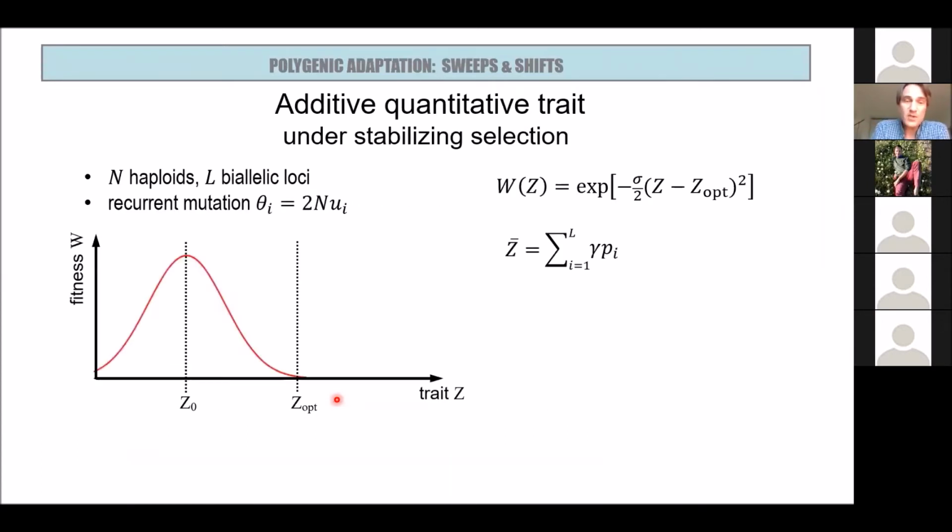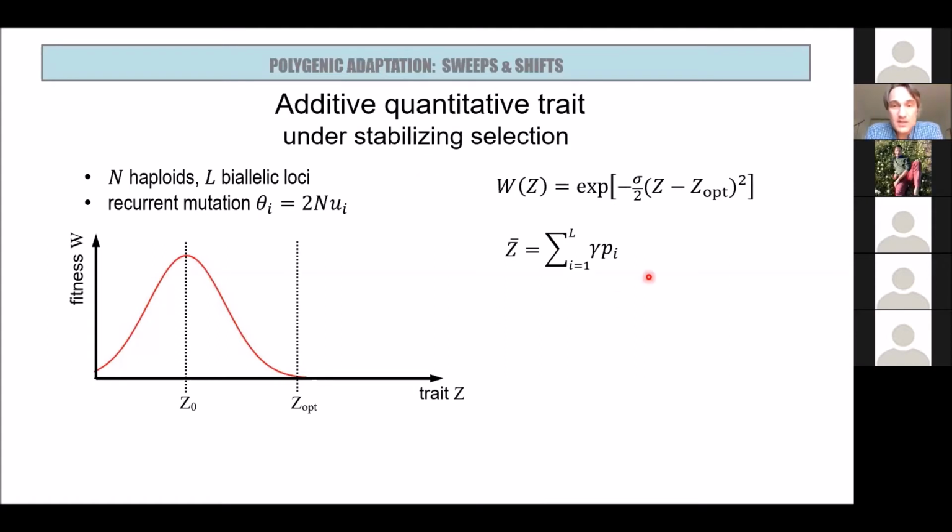All right, so I'm a theoretician, and theoreticians need models, right? So I'm now going to walk you through the model that we've used here for this work, which actually is an absolute standard model of population genetics, right? So we assume we have what's called an additive quantitative trait under stabilizing selection.